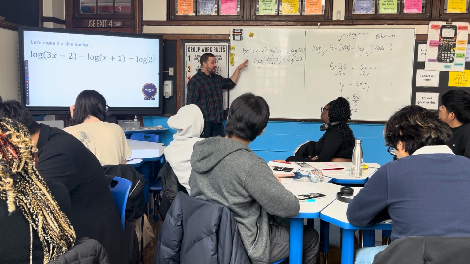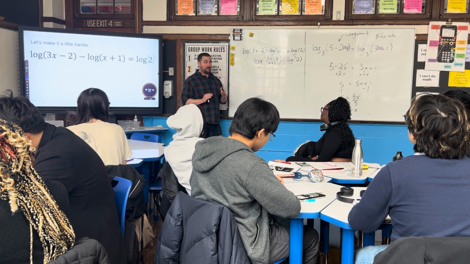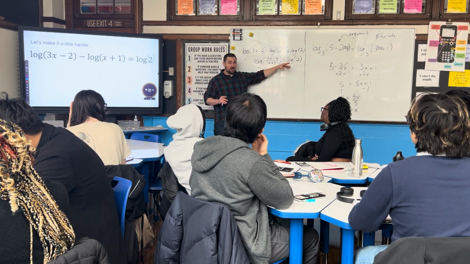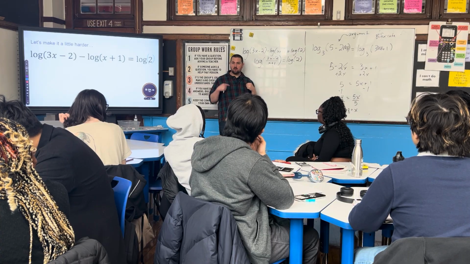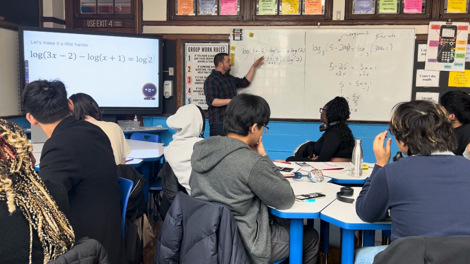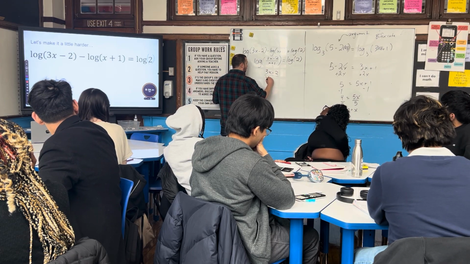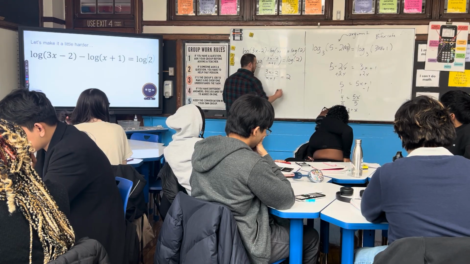But now, do we have 2 logs that are equal to each other with the same base? Is log of this side, log of that side, do we have the same base in this case? As a reminder, what's the base if no number is written? 10. So we can use our property, and this just becomes (3x minus 2) over (x plus 1) equals 2.